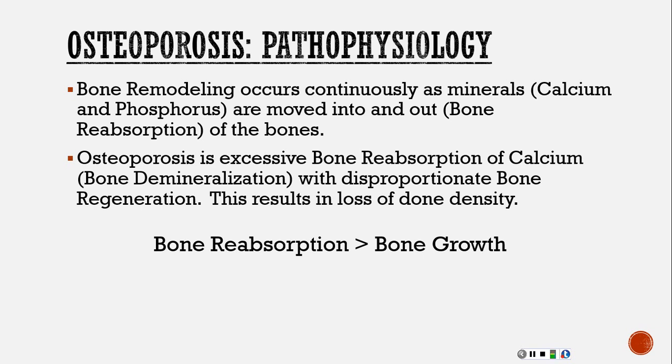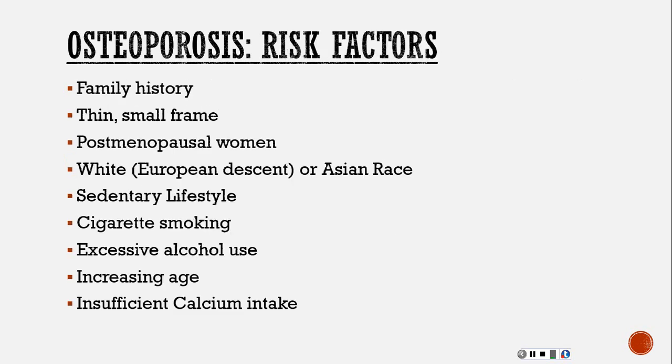All right, so osteoporosis, you have too much reabsorption without enough bone growth. Some of the other factors, and we talked about this a little bit, but genetics, some of the things you can't really control. Thin, small frame, postmenopausal women, Caucasian or Asian race, sedentary lifestyle, cigarette smoking, excessive alcohol use, increased age, and insufficient calcium intake.